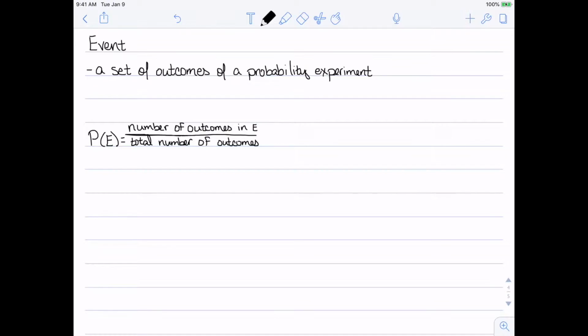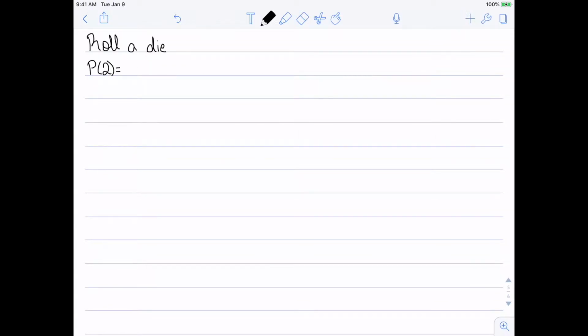So let's look at a few examples. Let's suppose we're rolling a single die, and we want to know the chance that we roll a 2, so the probability that we roll a 2. Well, there's 1 2 on a dice and 6 sides. So the probability of rolling a 2 would be 1 out of 6, since there's one outcome that would result in a 2 and 6 possible outcomes.